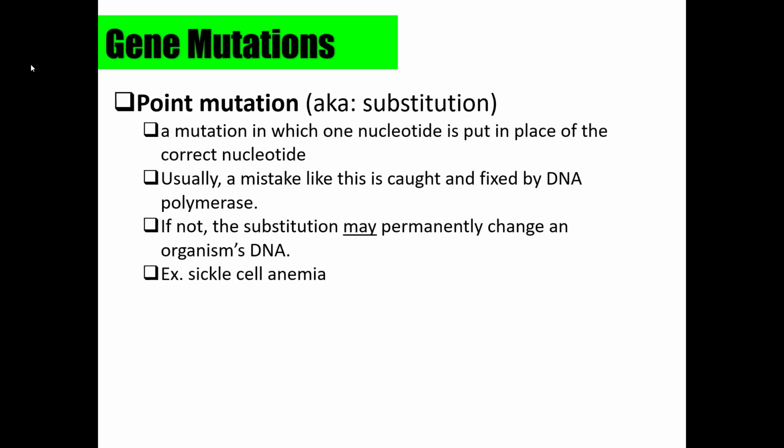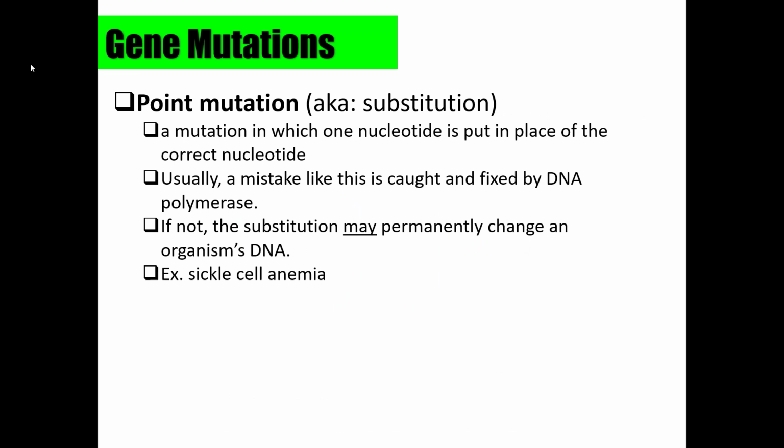All right, so we have different types of gene mutations. You can have what's known as a point mutation, also known as a substitution. And in a substitution mutation, this sounds exactly what you think it would be. A mutation where one nucleotide is put in place of the correct nucleotide. Now, usually a mistake like this is caught and fixed by the enzyme DNA polymerase or RNA polymerase in RNA. But if not, the substitution may permanently change an organism's DNA. Now, notice it says may. We're going to talk about some examples of substitution mutations that have an effect on an organism and then some that do not. So we'll talk about that later.